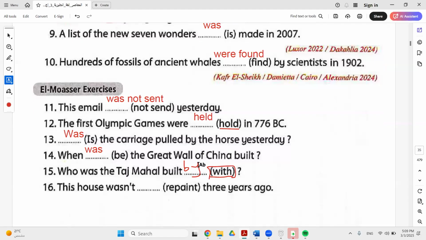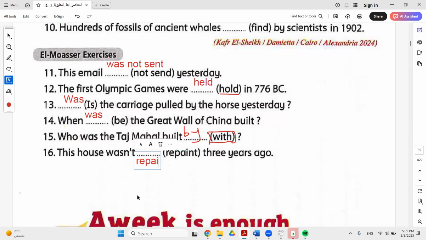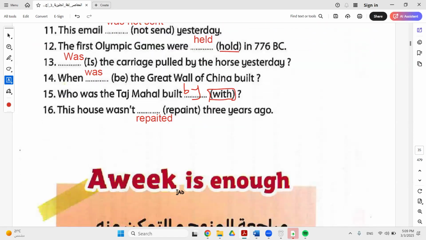Number 16, Mahmoud Muhammad. This house was not repainted 3 years ago. This is a regular verb, Mahmoud. Repaint, repainted.